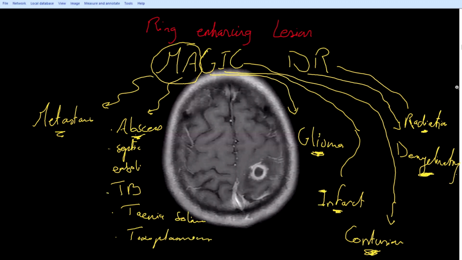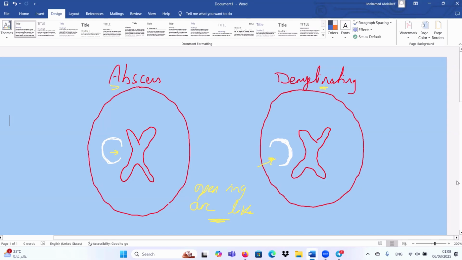Taenia solium and toxoplasmosis. Those are the three Ts. Most likely pyogenic abscess, very important. And sometimes lesions don't show complete ring enhancement, and we can call it open ring enhancement, and sometimes we can call it arc-like enhancement. We have two common lesions: first is abscess, second is a demyelinating process, particularly tumefactive MS.